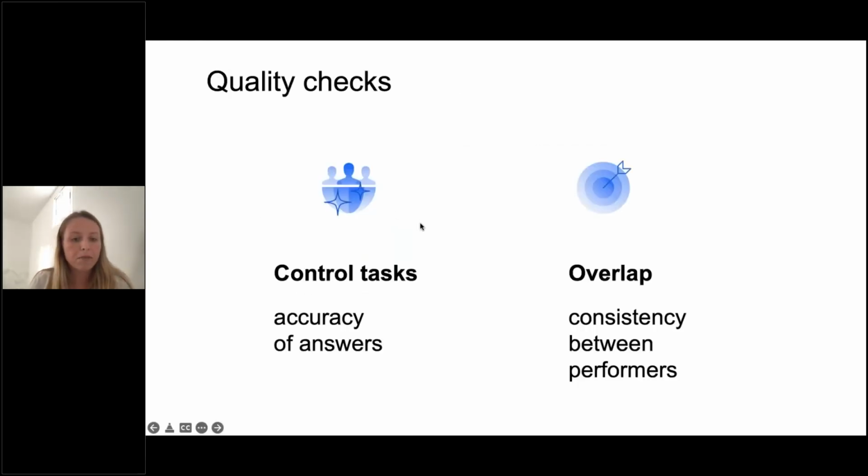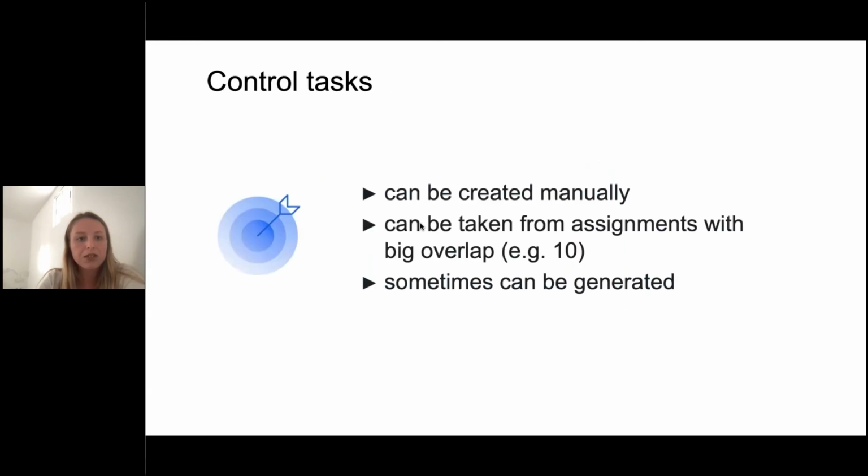There could be some more sophisticated quality control checks that you could perform. Those are not only to filter very bad performers and bots, they could also filter bad performers who are maybe not clicking randomly on the task, but maybe did not get instructions and are just consistently doing the tasks badly. One way is using control tasks, and another way is using overlap. And let me tell you a bit more about control tasks.